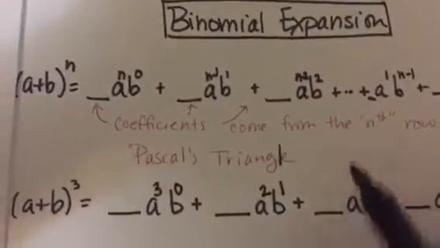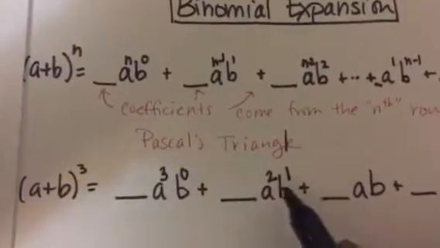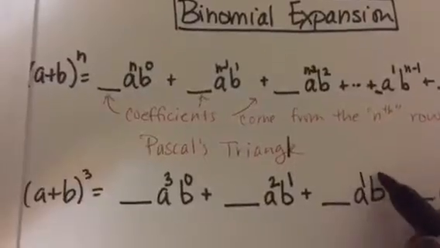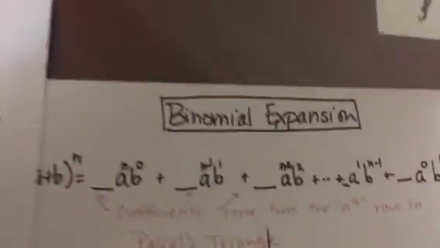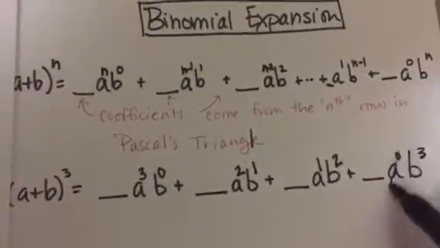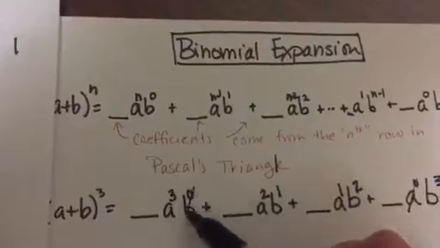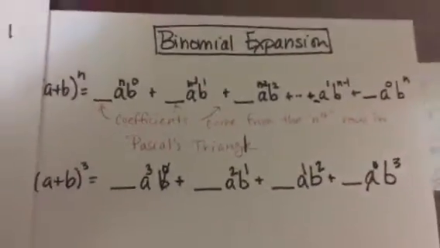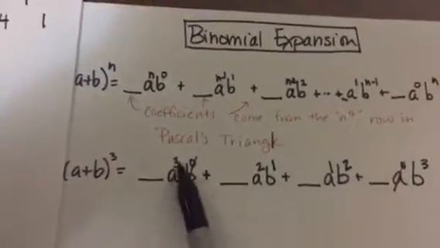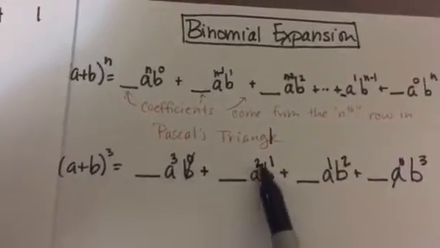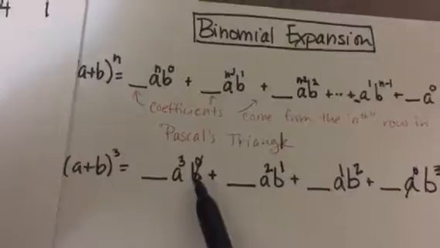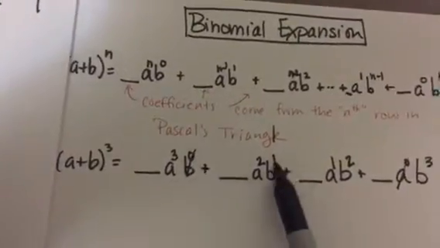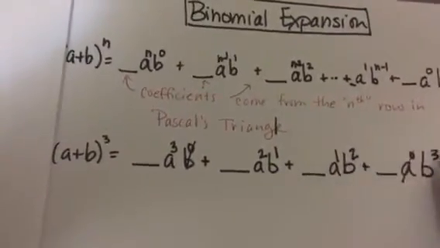My third term, a went from 3 to 2. Now a has 1, b has 2. And in my last one, a has 0 and b has all 3. Again, I know that a to the 0 equals 1 and b to the 0 equals 1, so we're not going to show that in our final answer. Just look at the a's. The power is 3, then it's 2, then it's 1, then 0, and then flip that for the second term. B is to the 0, then first power, second power, third power.